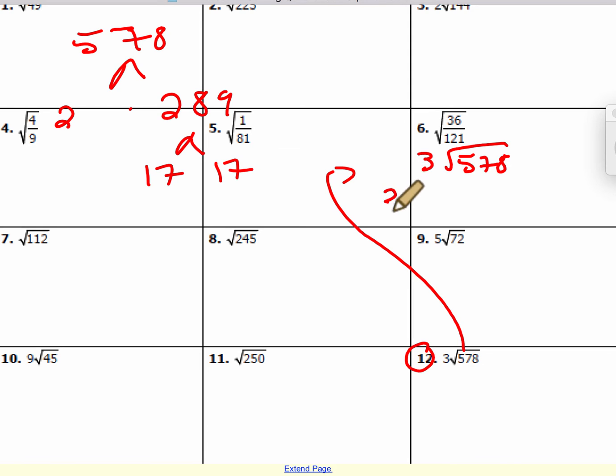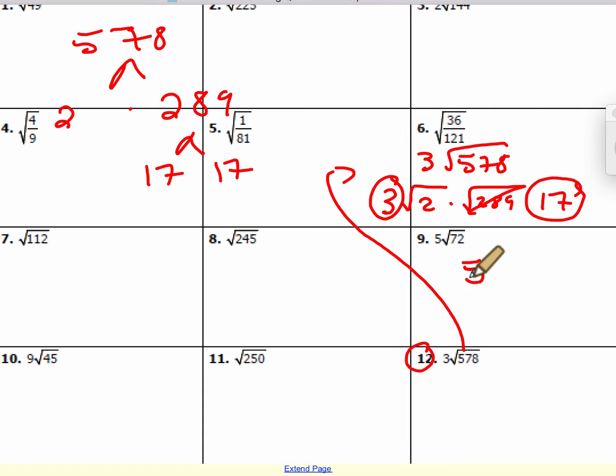So that means I have the square root of 2 times the square root of 289, and 3 times the square root of 2 can't be simplified. The square root of 289 is the same as 17. Any factors outside of the perfect square I multiply together. So 3 times 17 is going to make 51. And then whatever is left under the radical, I write next to it.